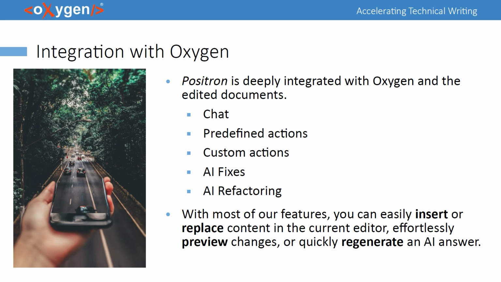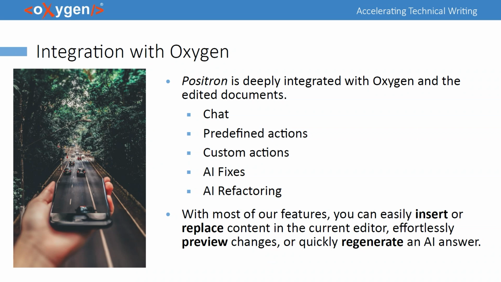Now, Positron is deeply integrated with Oxygen and with the editing environment, with the workspace, and that's one of the main selling points. What would be the reason to create another ChatGPT if you would have to switch between Oxygen and the other product? Part of the value of our product is this deep integration between the add-on and the product itself.